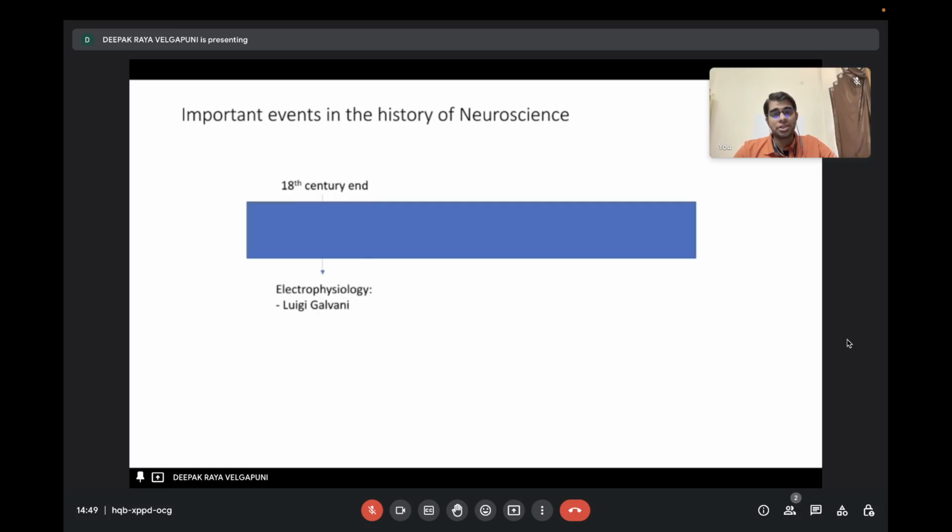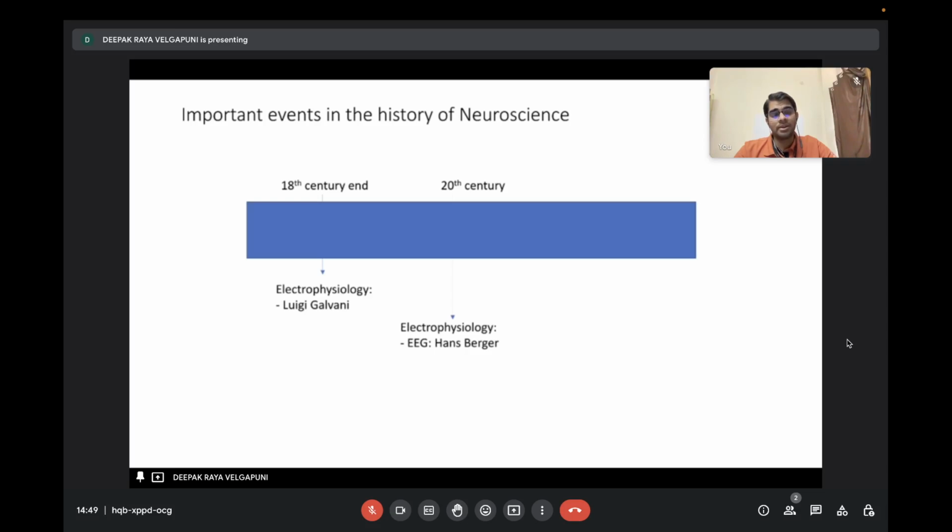And in the 18th century, Luigi Galvani found the electrical property of these cells. When he stimulated a nerve in a frog leg, he was able to see a response in that dead frog leg. This paved the way to a field called electrophysiology. Later on, Hans Berger was able to record brain signals by placing electrodes on the scalp, which is called electroencephalogram.